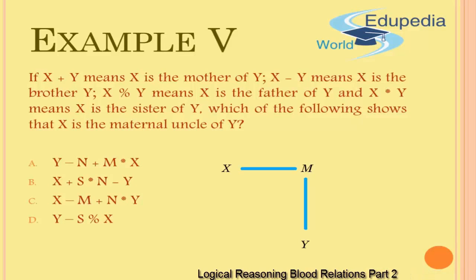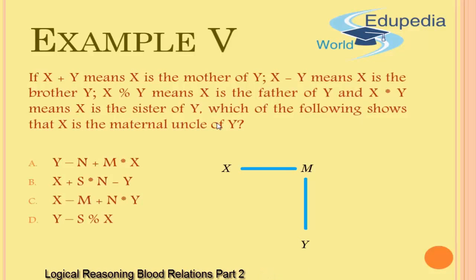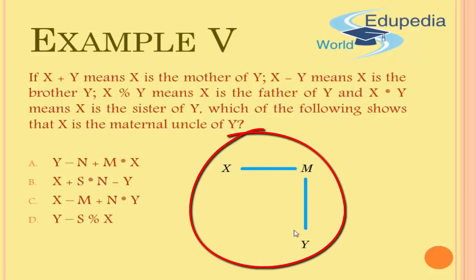First of all, let us plot the desired relationship. So what do I want? I want one of the options which states that x is the maternal uncle of y. Okay, now how can x be the maternal uncle of y? So the definition of maternal uncle is mother's brother. So I'll plot y, I'll draw a vertical line upwards, I'll plot m, that is y's mother. I'll plot a horizontal line and x, that is y's mother's brother. Ergo, y's uncle or maternal uncle. Okay, mother's brother is maternal uncle. So I want the option that displays this relationship.